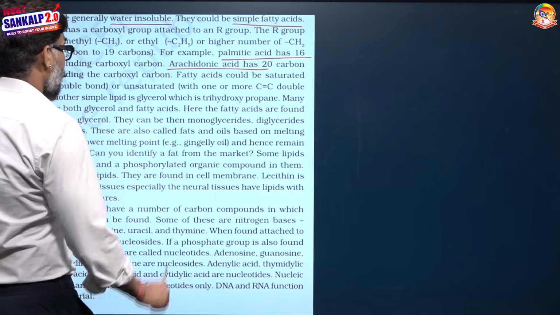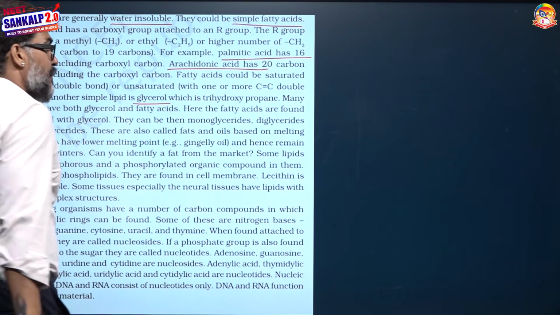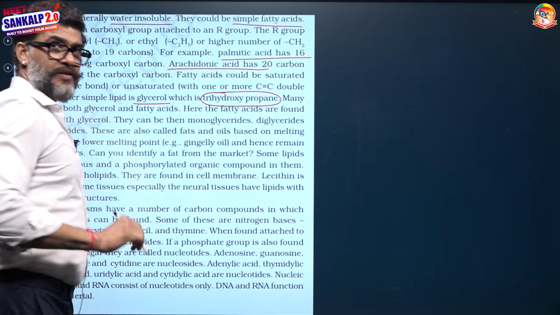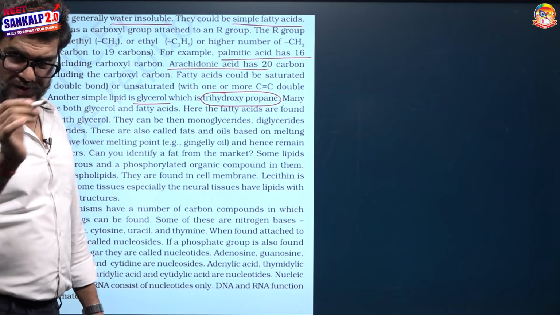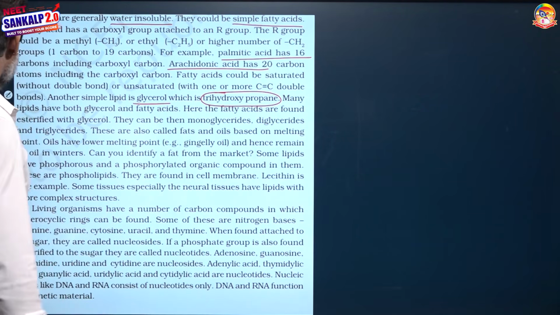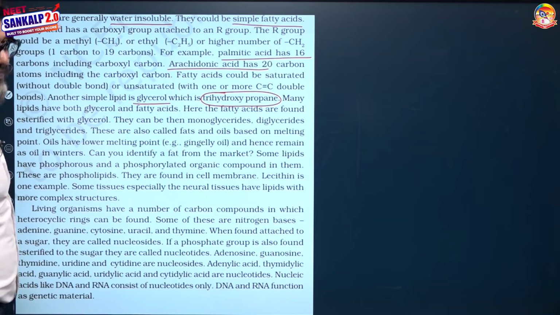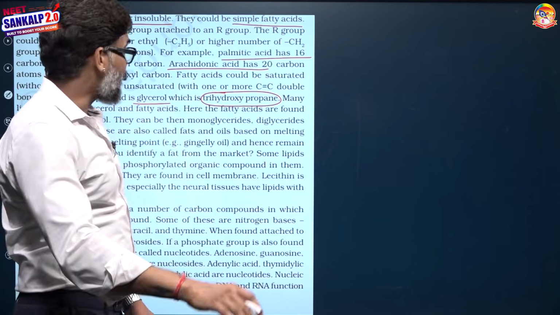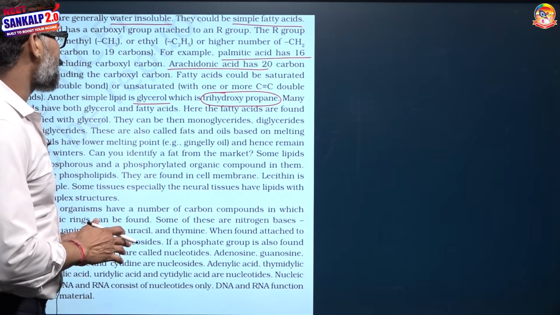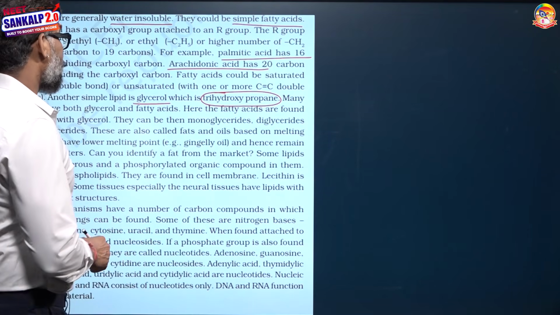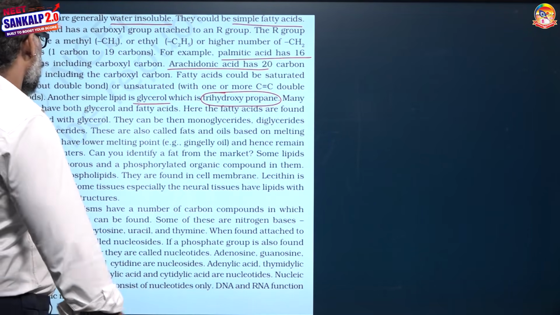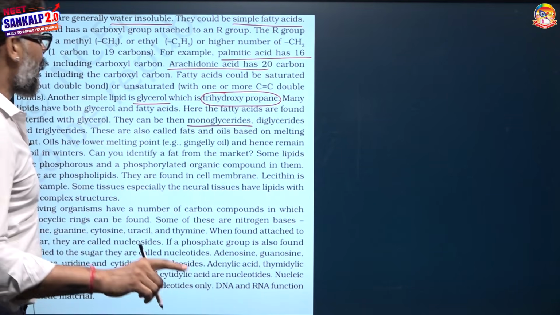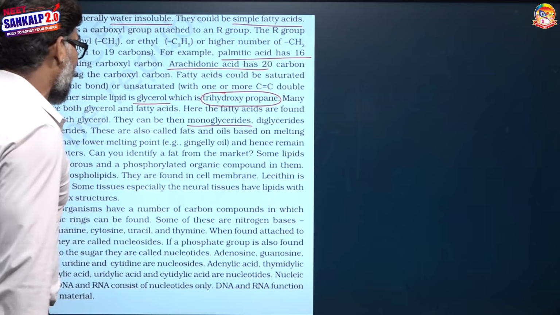Another simple lipid is glycerol, mentioned here, which is a trihydroxypropane, meaning CH2OH, CHOH, CH2OH. Many lipids have both glycerol and fatty acids. When glycerol gets esterified along with the fatty acids, this structure is known as glyceride. They can be monoglyceride if one hydroxyl group is esterified with one fatty acid.